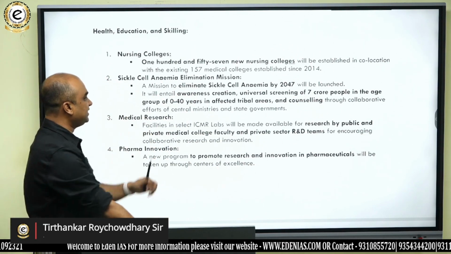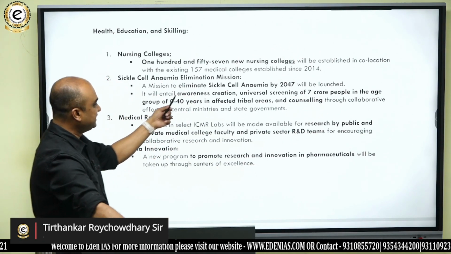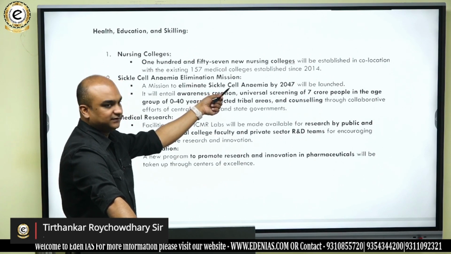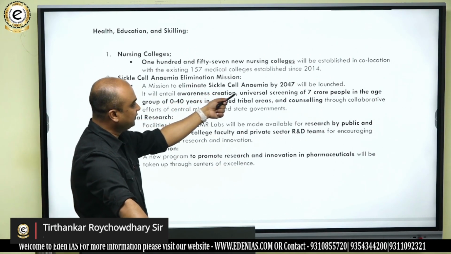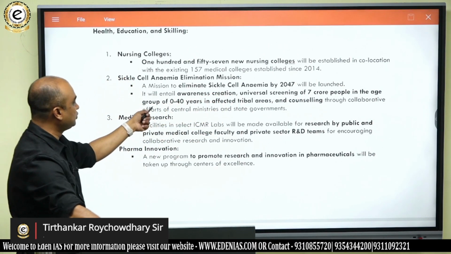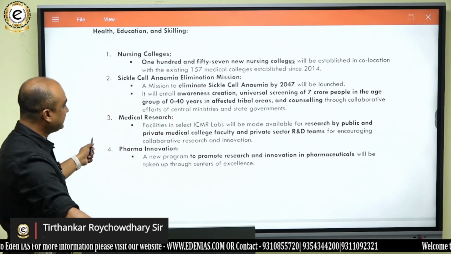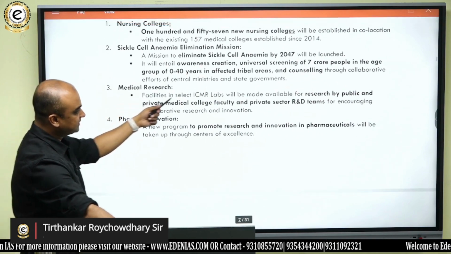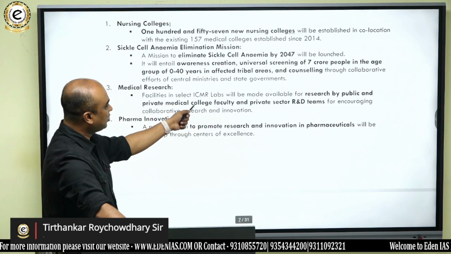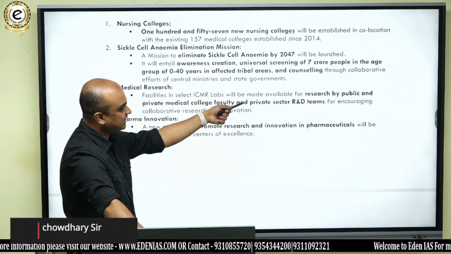Sickle cell anemia elimination mission. Eliminate sickle cell anemia by 2047. Awareness creation, universal screening of 7 crore people in the age group of 0 to 40 years in affected tribal areas and counseling. Medical research, ICMR, research by public and private medical college faculty and private sector R&D teams.